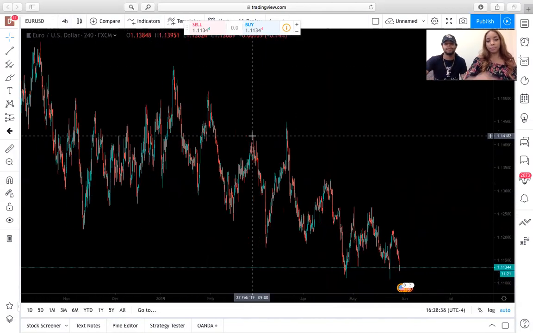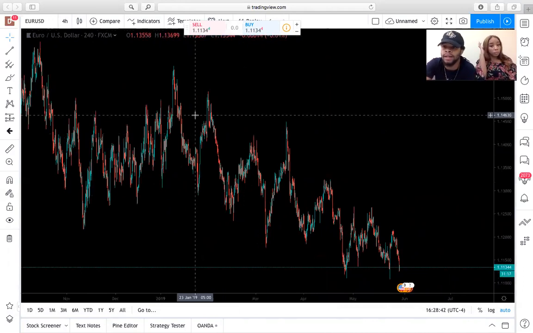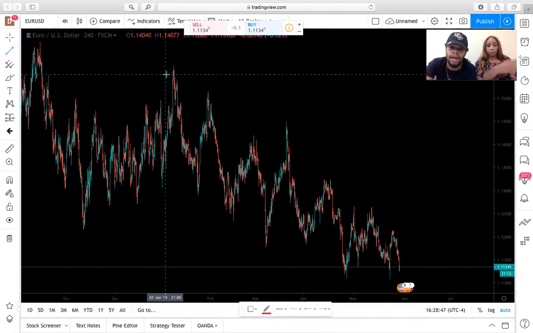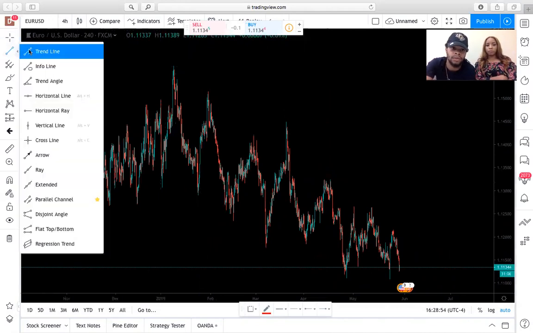Yeah. All right. So in a downtrend, that's when you're seeing lower highs, lower lows. And you want to make sure that you have 3 touches on the highs. Tell them how to get to the trend line. So you will go to the second tool, right? And you will click trend line.